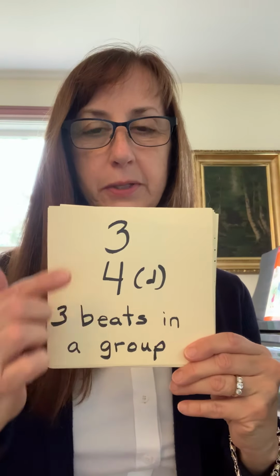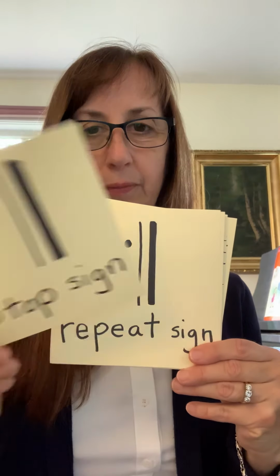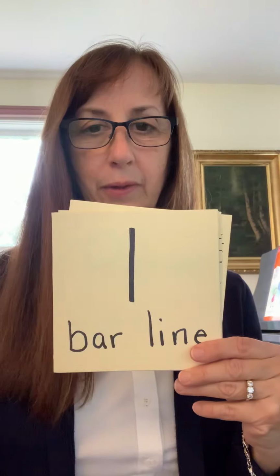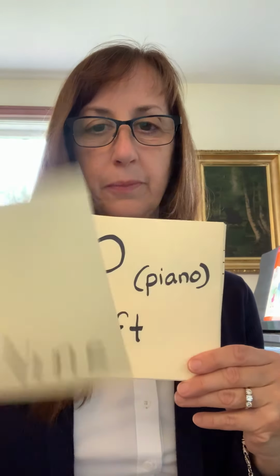3/4, 3 beats in a measure, or 3 beats in a group. The stop sign. The repeat sign. Notice the 2 dots. The bar line divides the music into equal measures.